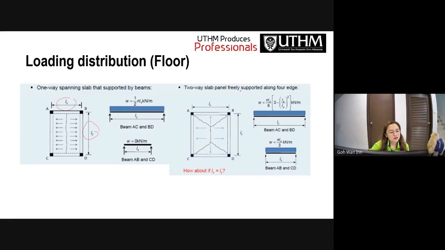Next, a two-way slab panel freely supported along 4 edges. You will have Ly here, Lx here, and you will distribute using this. For the Ly, you will use W equal to n Lx over 6 in the bracket 3 minus Ly over Lx to the power of 2. This is very complicated, right? And for the Lx, it will be W equal to n Lx over 3. This is complicated, so we will have an alternative method.